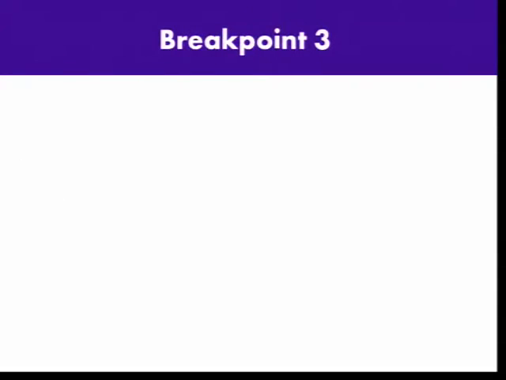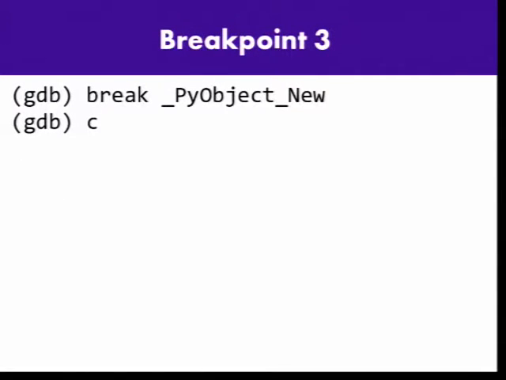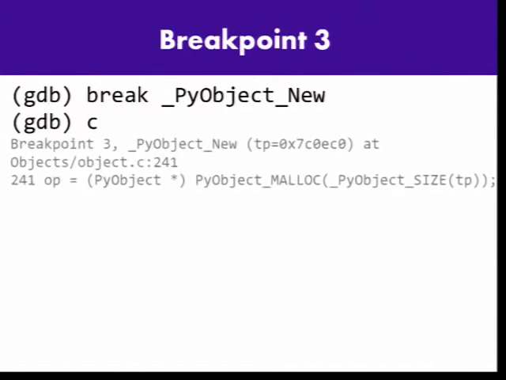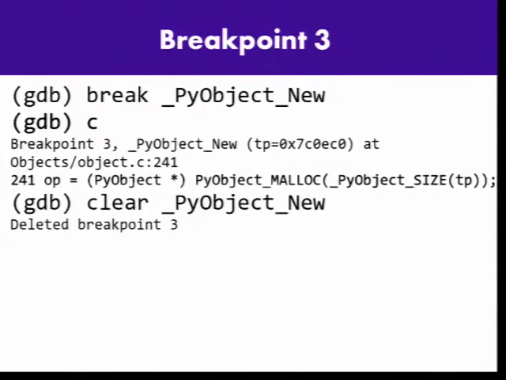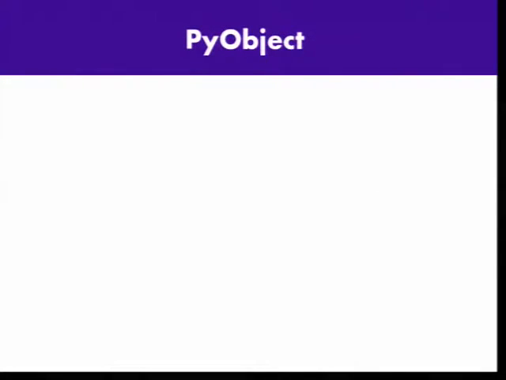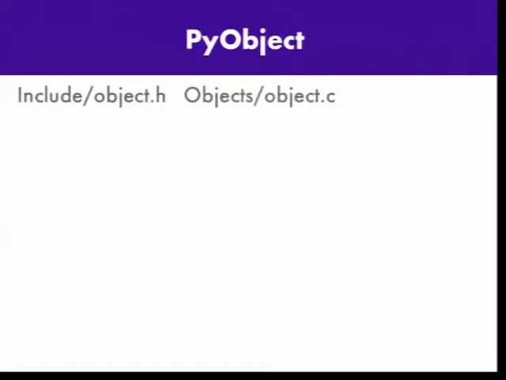So let's hit our next breakpoint in PyObject_New, and we hit it almost immediately because we allocate objects a lot. And I'm going to go ahead and clear the breakpoint because otherwise we would be hitting it all the time. This is a function that is called constantly inside of Python. This allocates a new Python object. So let's talk about PyObject. It's defined in object.h, and the implementation of the generic object is in object.c.